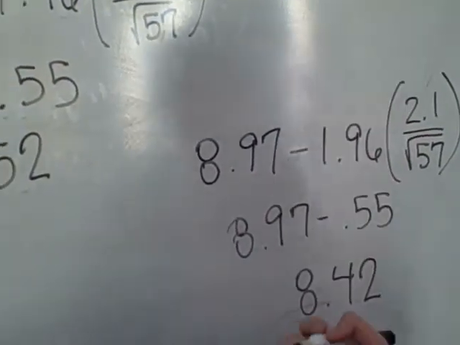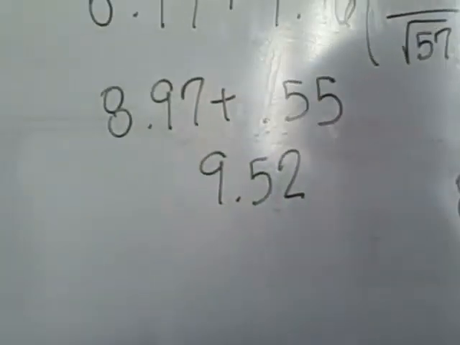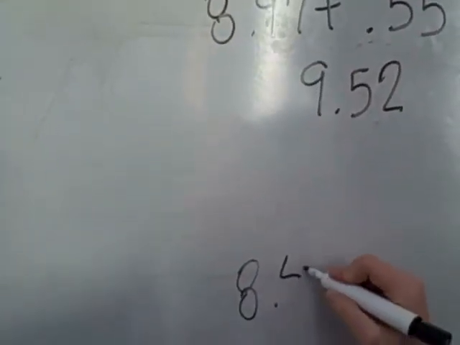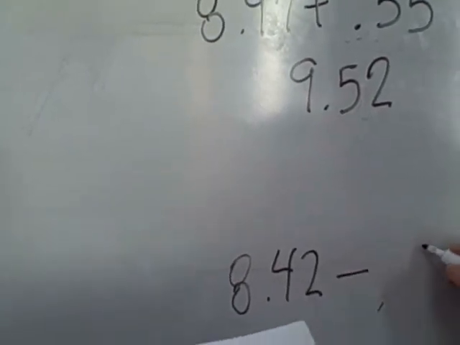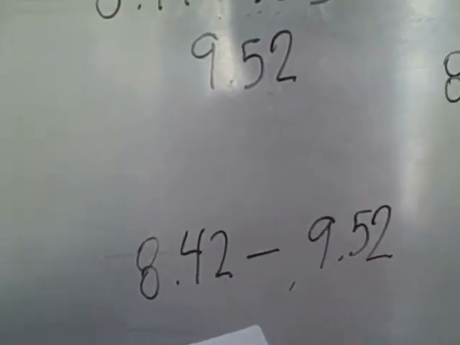At this point, our 95% confidence interval for the population mean is going to be 8.42 to 9.52.